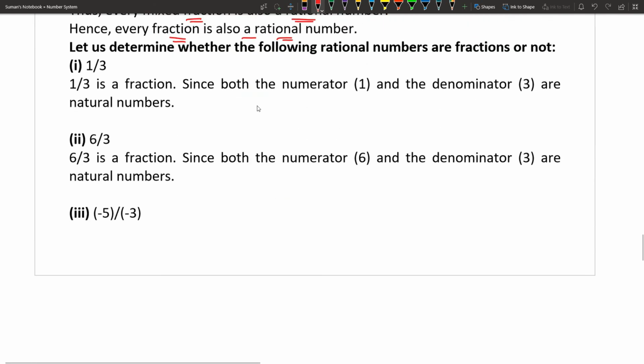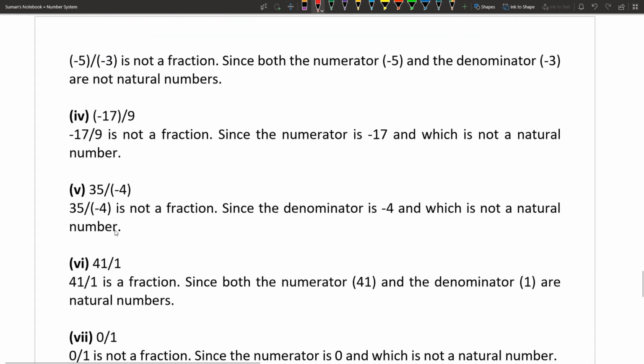Let us determine whether the following rational numbers are fractions or not. Suppose 1 by 3, that is a fraction, since both the numerator 1 and the denominator 3 are natural numbers. 6 by 3, that is a fraction, since both the numerator 6 and the denominator 3 are also natural numbers. Next one, minus 5 upon minus 3. Now minus 5 upon minus 3 is not a fraction, since both the numerator minus 5 and the denominator minus 3 are not natural numbers.